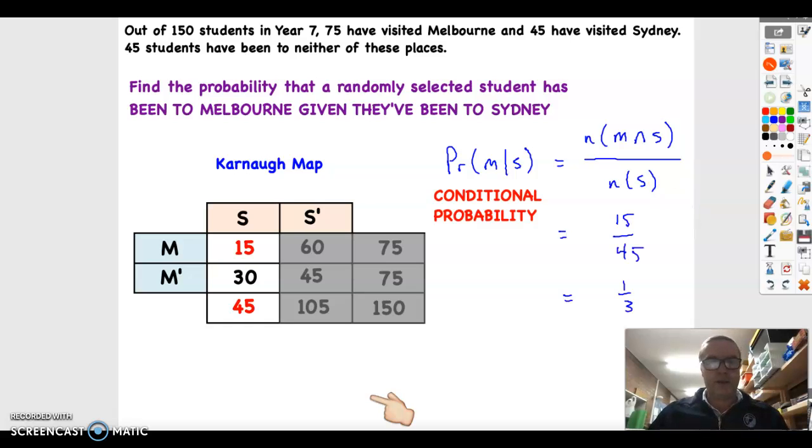So in the diagram now, we're no longer interested in this side of the Karnaugh map. We're purely interested in these values here, the students who have been to Sydney. The probability that one of those has been to Melbourne would be 15 out of 45, which is exactly 1/3.